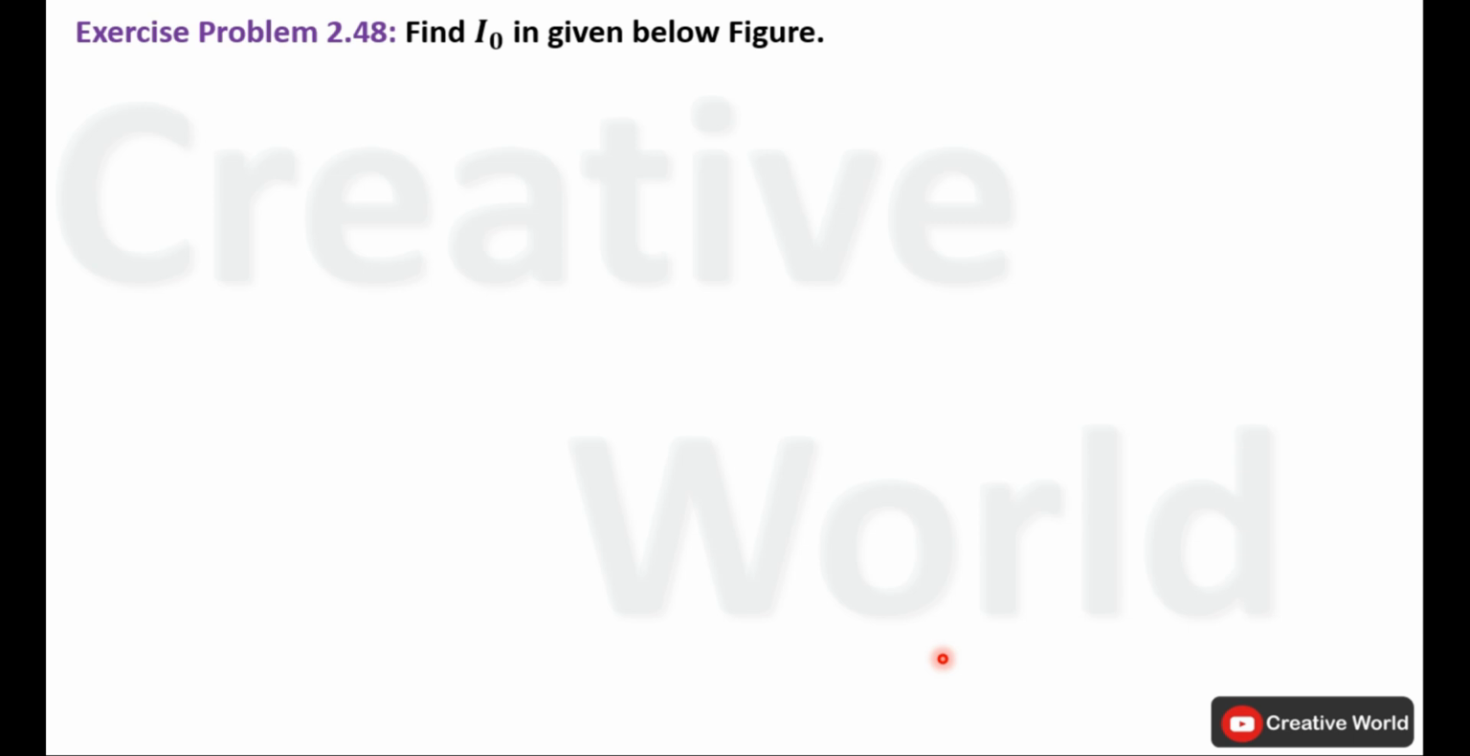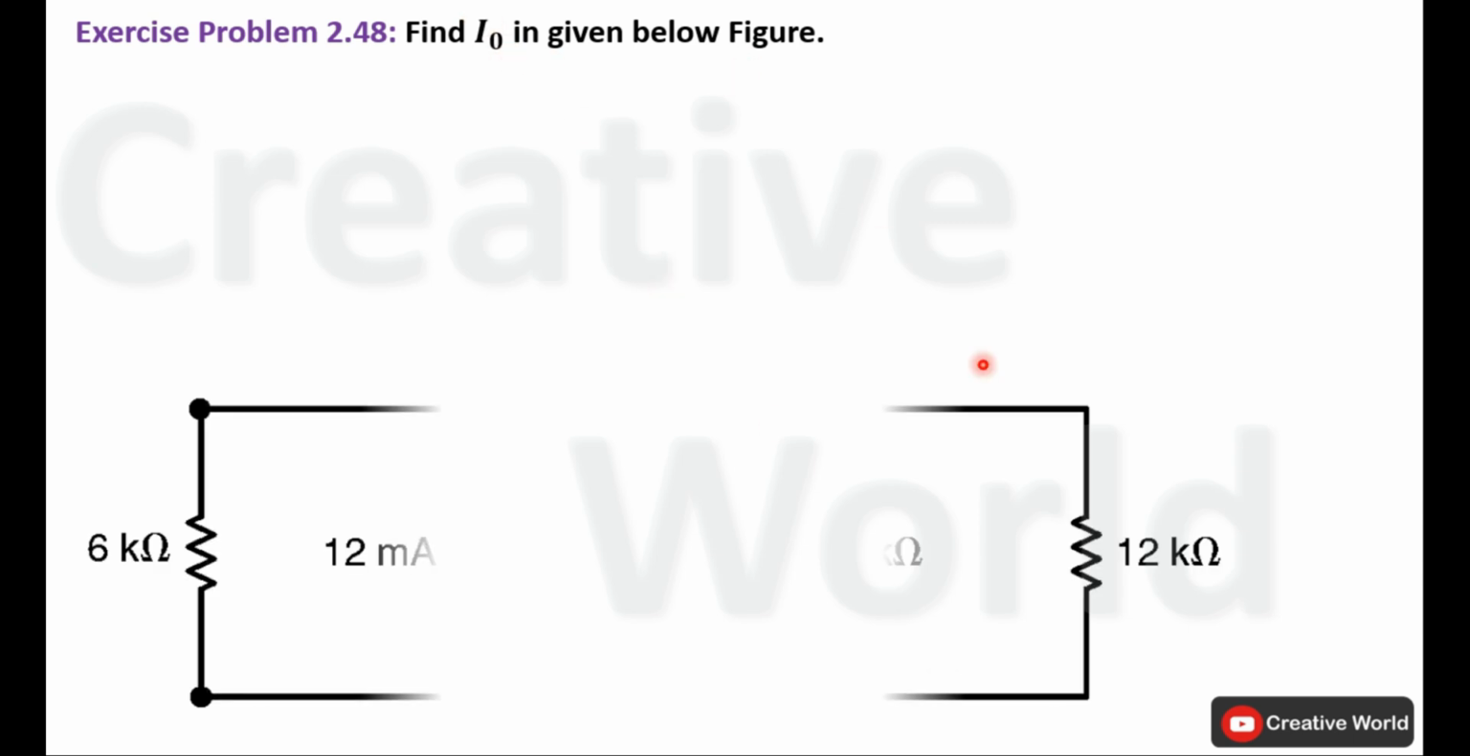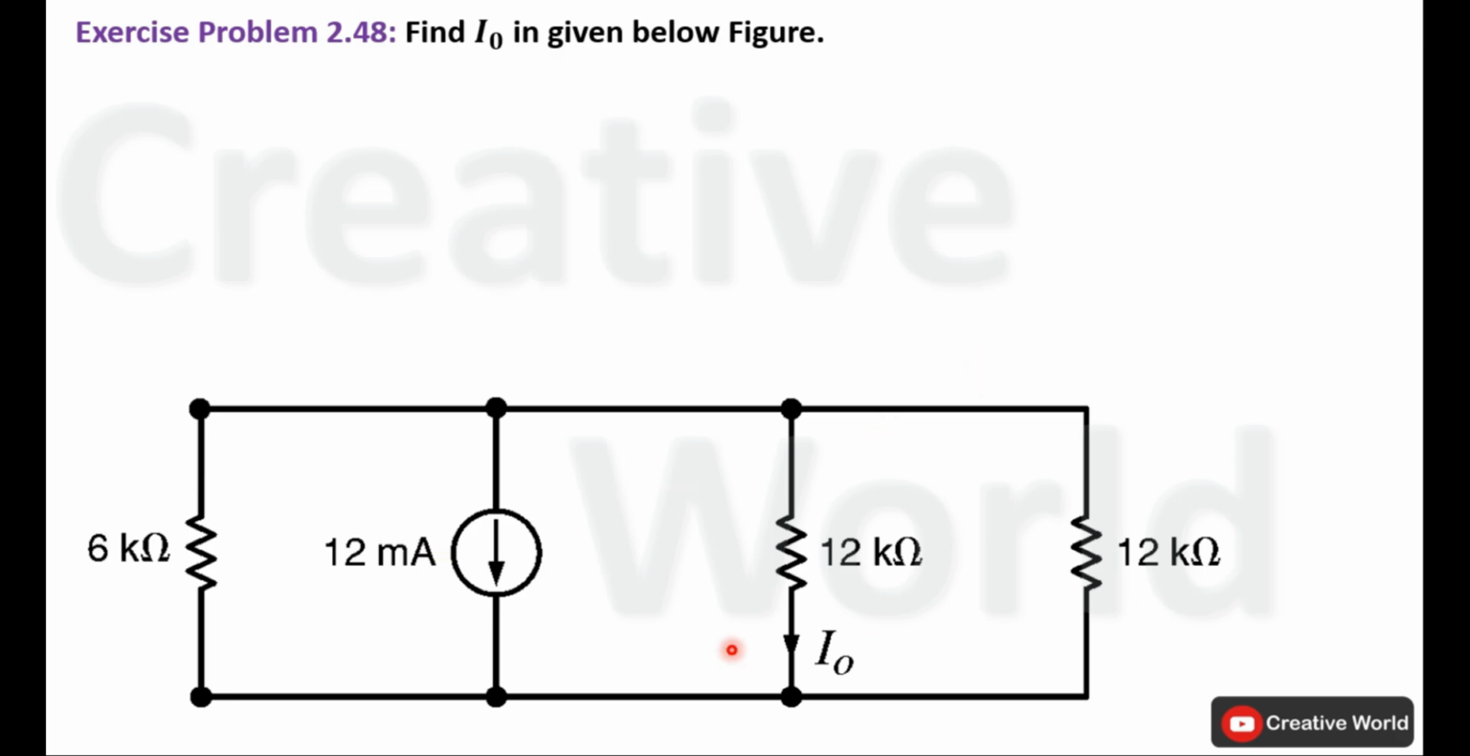Exercise problem number 2.48. Find I0 in the given figure. This is the circuit diagram of the given problem. We have to find the value of current I0 inside this branch. There are multiple methods to solve this problem, but we will adopt current divider rule. That is the easiest way to calculate current I0 inside this network.